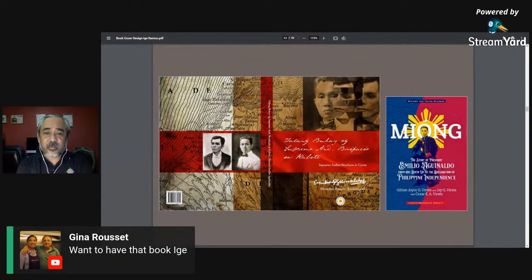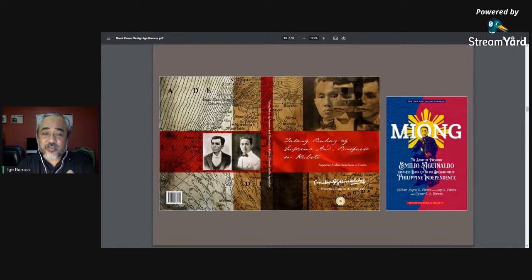But what I'm showing here, yes, Gina, I'll send you that book in France when it's okay. And then I use a lot of texture and textured paper and colors, and with the magic of digital art, you can almost do anything now. Okay, next.